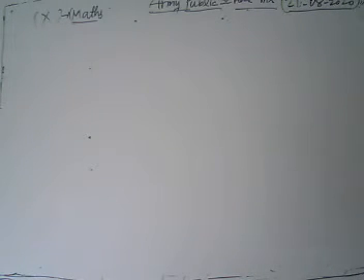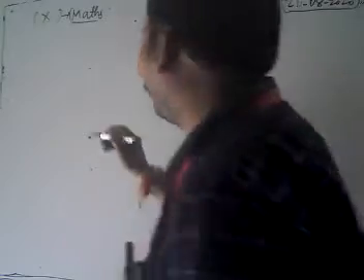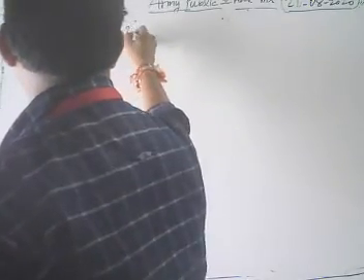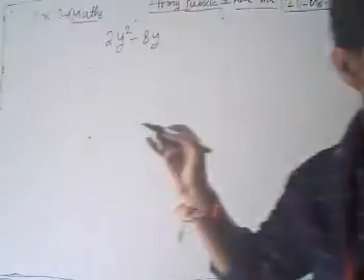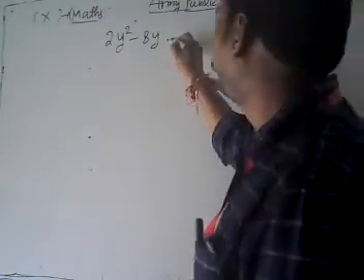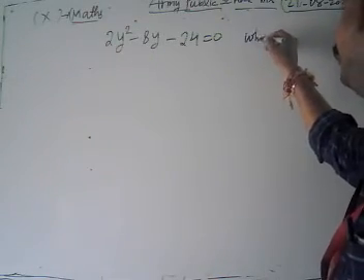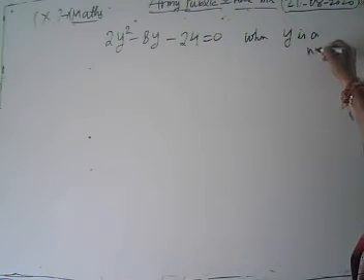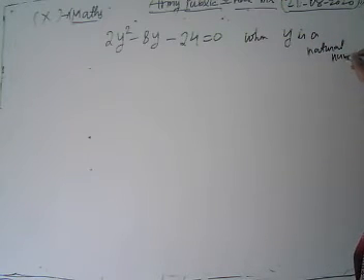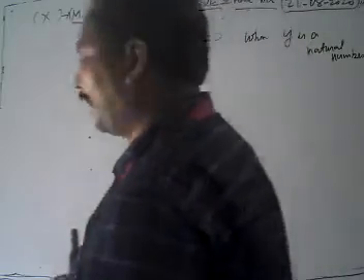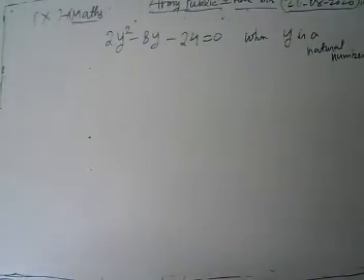Look up. Solve each of the following equations by the factorization method. It's given that 2y square minus 8y minus 24 equal to 0. It's given that y is a natural number, and we have to find the solution of this quadratic equation.